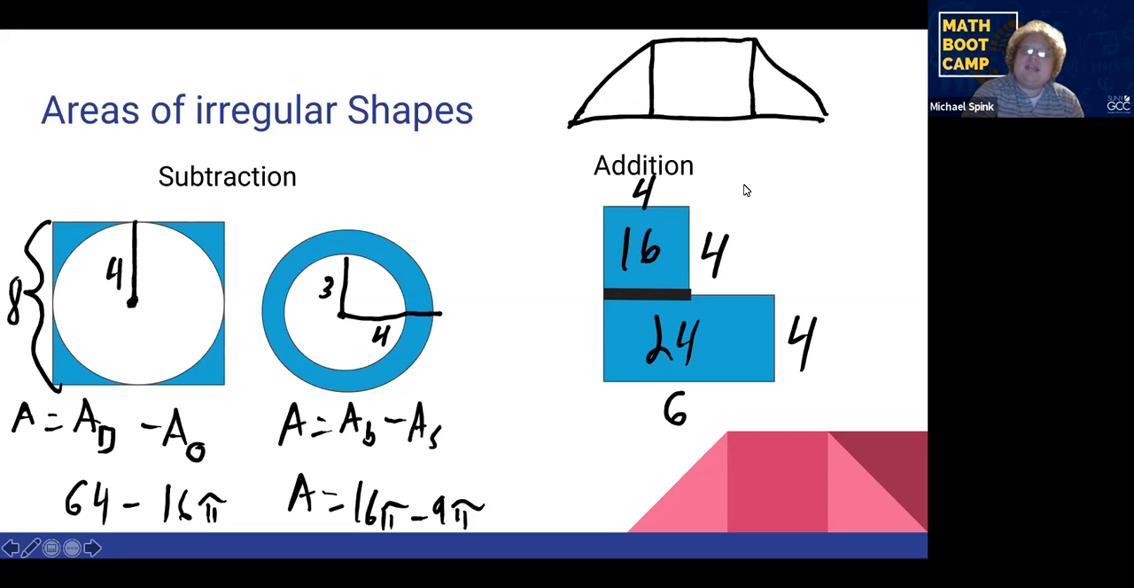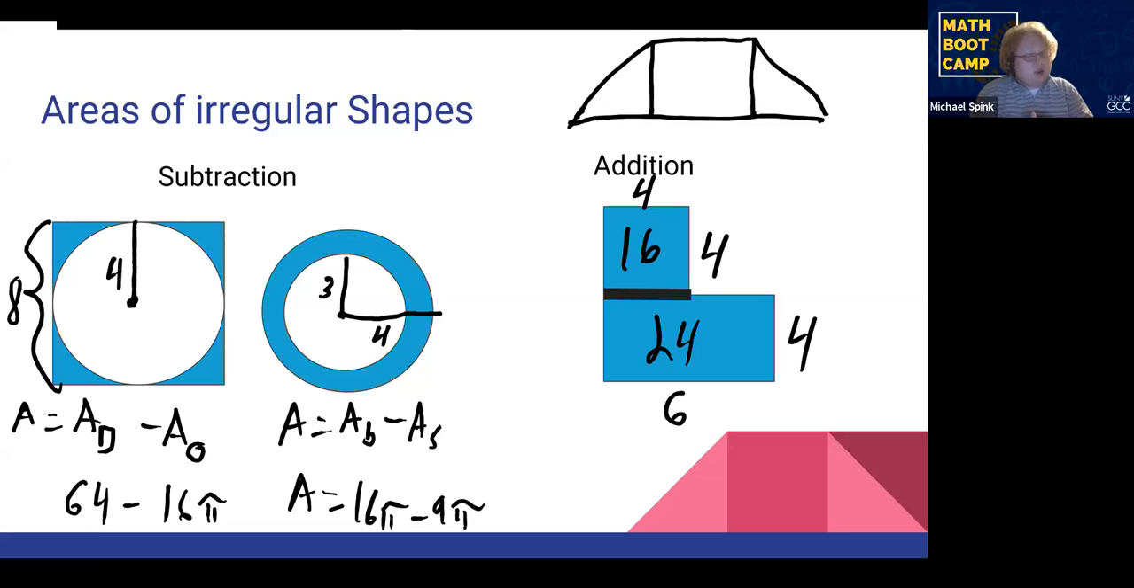On the top, you see another commonly irregular shape. This is a trapezoid, and there actually is a formula for this. It's complicated. It is 1/2 base 1 plus base 2 in parentheses times the height. That's complicated. Let's try to get around that by breaking it into 2 triangles and a rectangle in the middle and adding them all up.